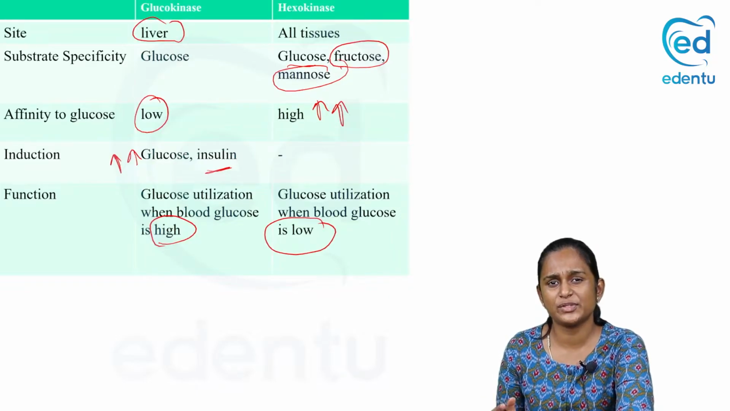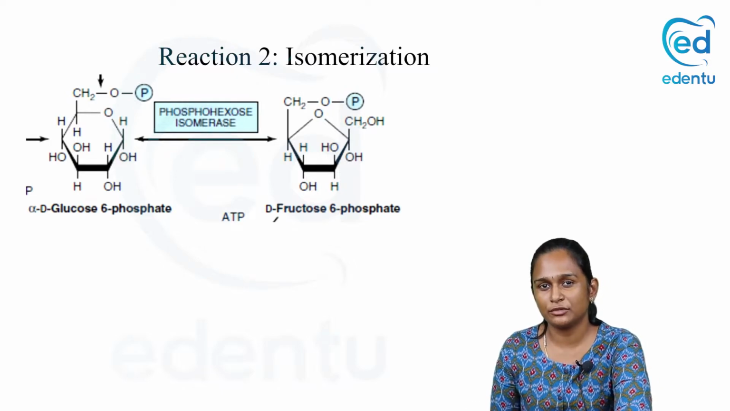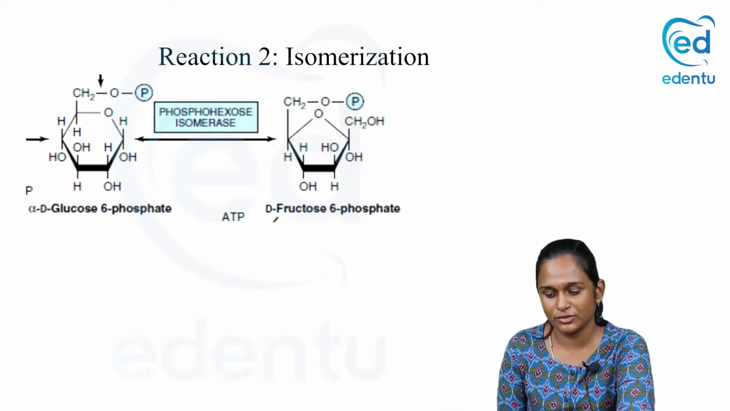So this is the difference between glucokinase and hexokinase. Glucose has been converted to glucose 6-phosphate. Next, what happens to that glucose 6-phosphate?